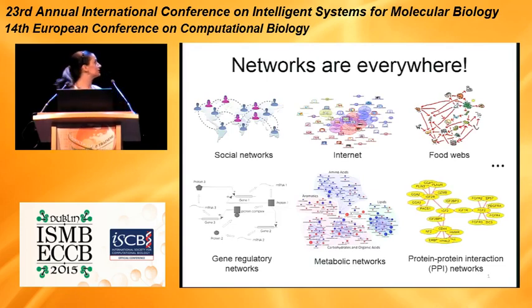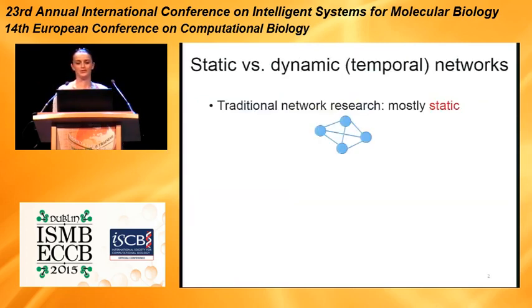We study networks, and why? Because they're everywhere. Any real-world phenomena you can think of, or most of them at least, can be modeled with networks that capture relationships between nodes, such as biological networks. For example, in protein-protein interaction networks, nodes are proteins, and edges typically correspond to physical interactions between the proteins.